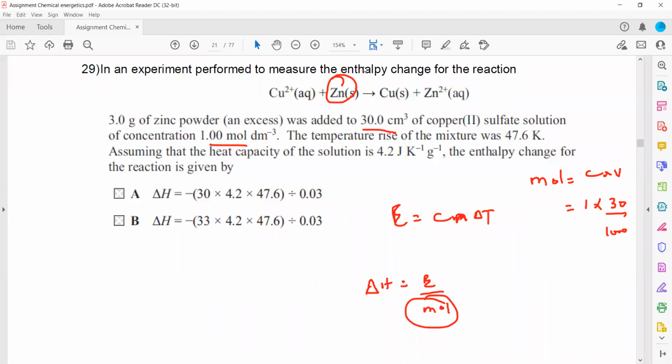Then when we substitute the values, how do we get the heat energy E? E is equal to C m delta T. So 4.2 is there, multiplied by mass, because we consider the density is 1 gram per centimeter cube, so the mass is the same as the volume. The volume of the solution is 30 cm cube, so the mass will be 30, multiplied by the temperature change, 47.6. So that's why A will be the right answer for this.